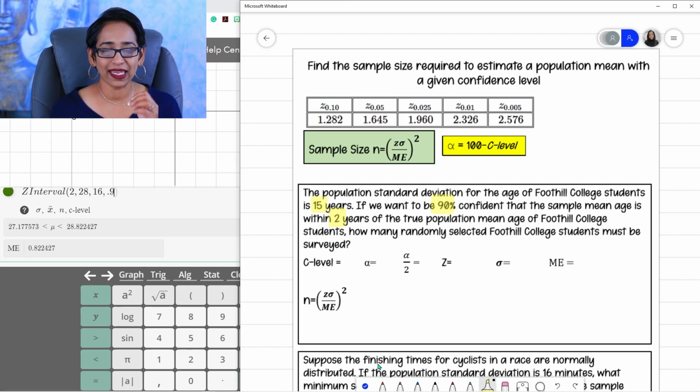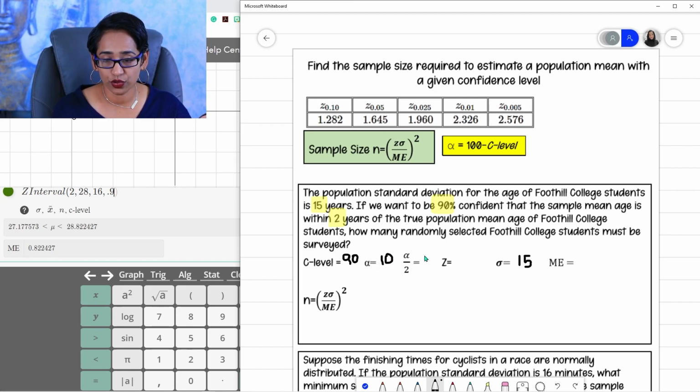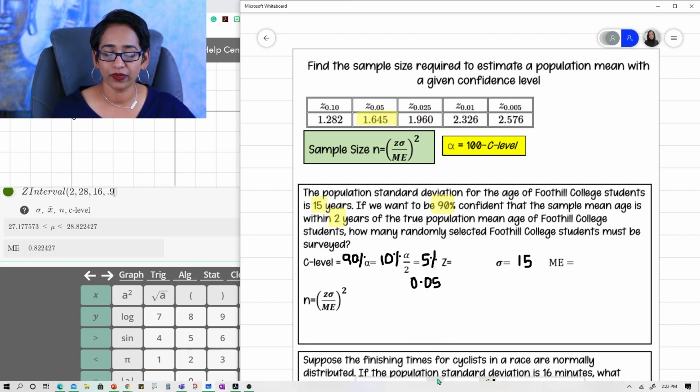So look what they're giving you. They gave you the standard deviation. Let me go ahead and write that down. They gave you the standard deviation, which is 15 years. They gave you the confidence level, which is 90%. So if the confidence level is 90, I know my alpha is 10. Alpha over 2 is 5%. Right? 5% is 0.05. So my Z 0.05 is 1.645. You see how easy it is when you do it step by step?